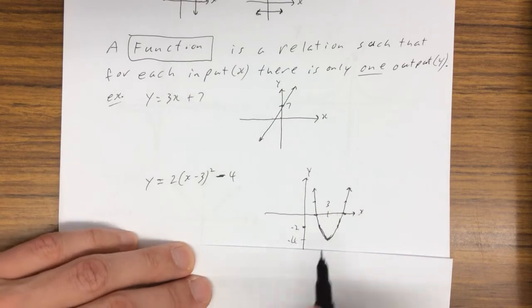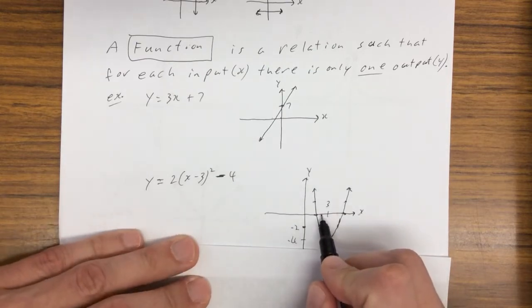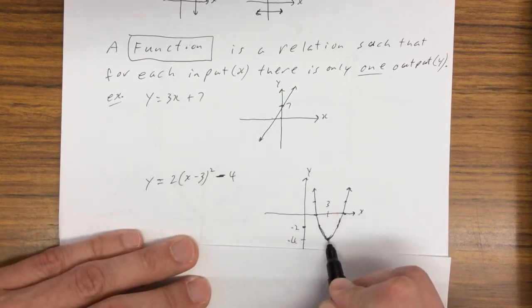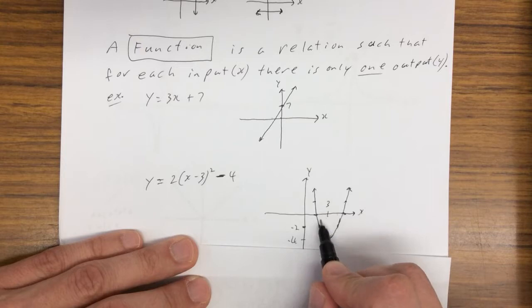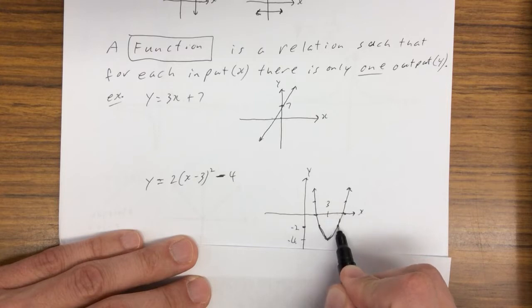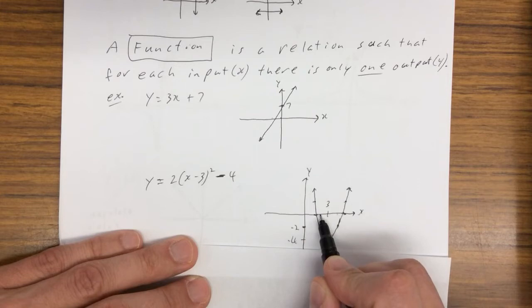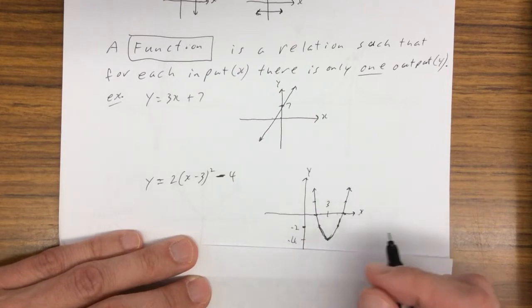Okay? So you plug in x equal to 3, you get y equal to negative 4. You plug x equal to 2 in, you get y equal to negative 2. You plug x equal to 4 in, you get y equal to negative 2. So when I plug in 4, I only get one output. When I plug in 2, I only get one output. They happen to be the same output. That's okay.